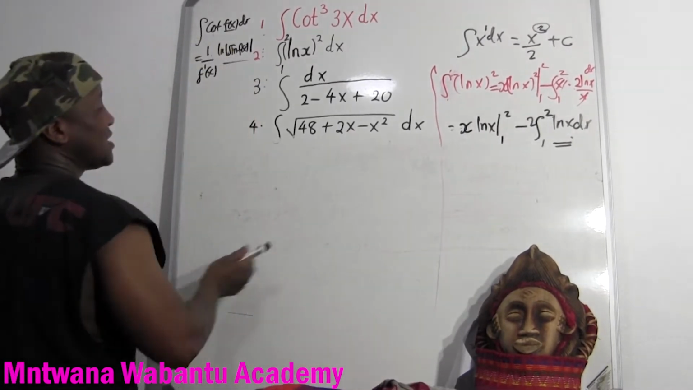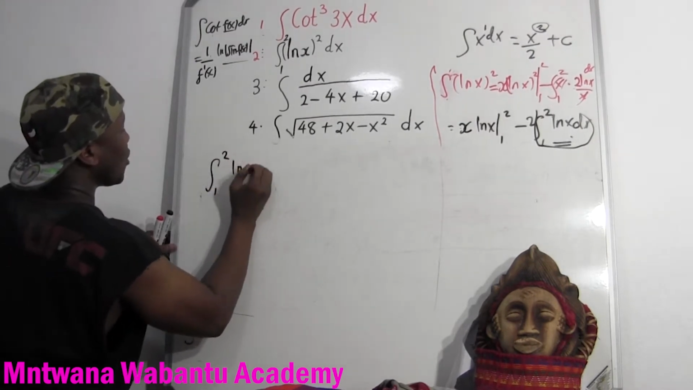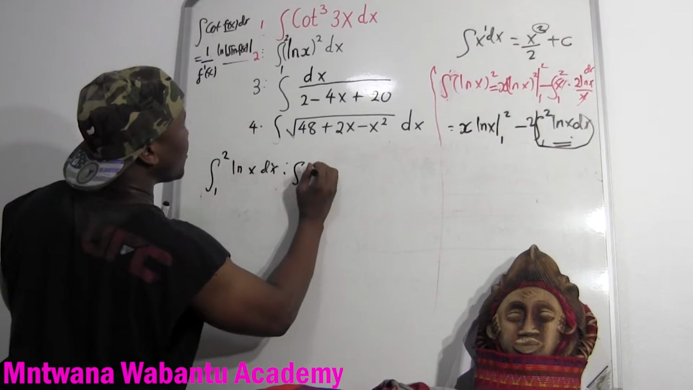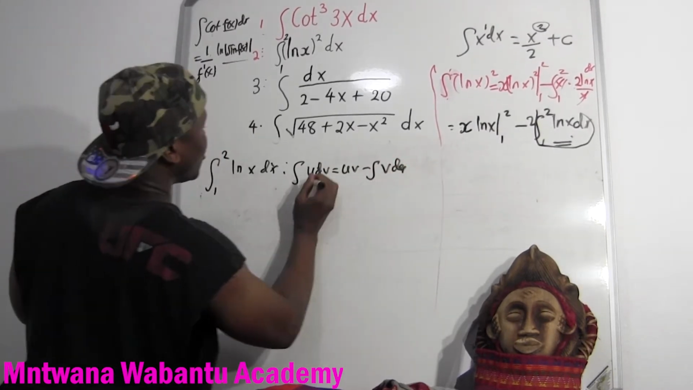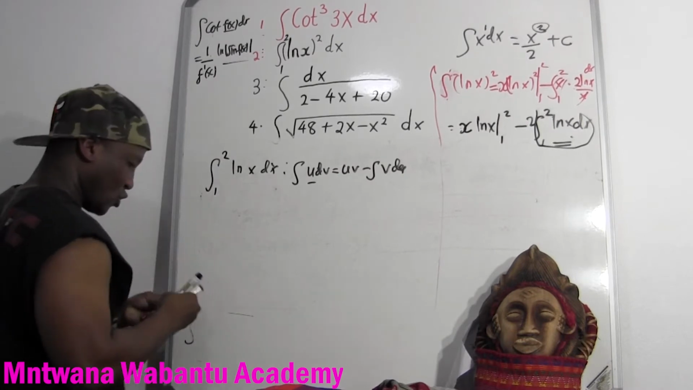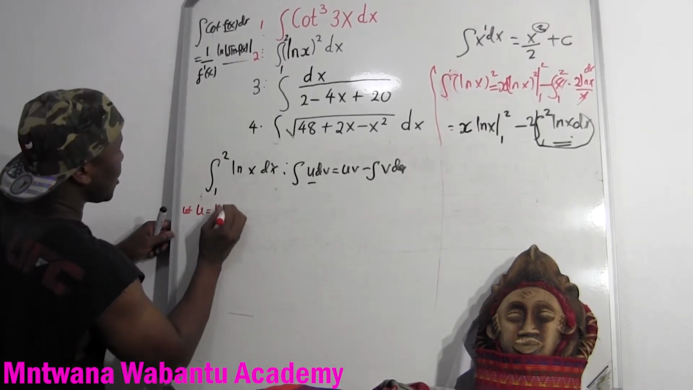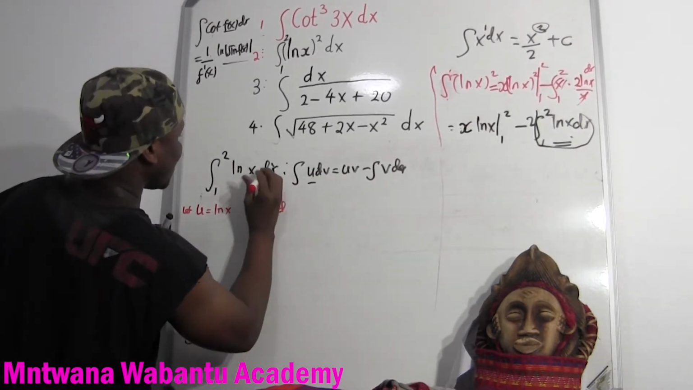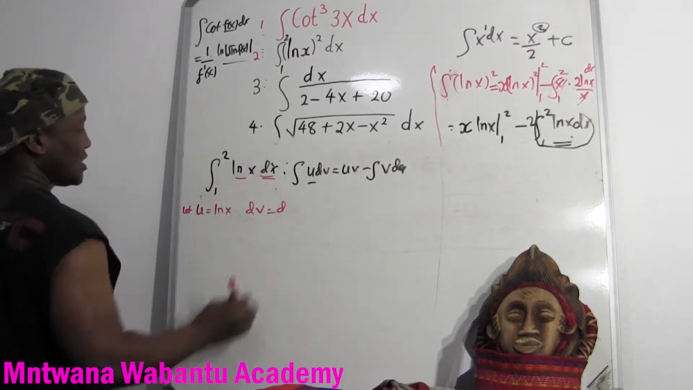Okay, cool. So let's just take this one and integrate separately. Integral from 1 to 2 of ln of x dx. What we're going to do is use integration by parts: integral of u dv equals uv minus integral of v du. Let u equal ln of x and dv equal dx, because we're trying to compare with this.